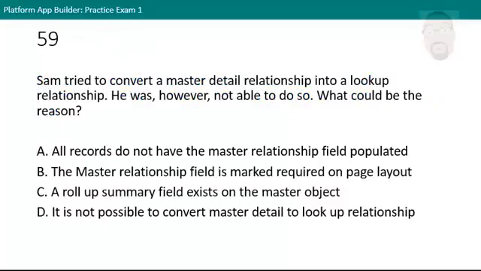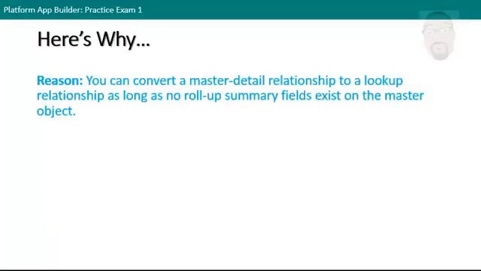Sam tried to convert a master detail relationship into a lookup relationship. He was, however, not able to do so. What could be the reason? A roll-up summary field exists on the master object. You can convert a master detail relationship to a lookup relationship as long as no roll-up summary fields exist on the master object.